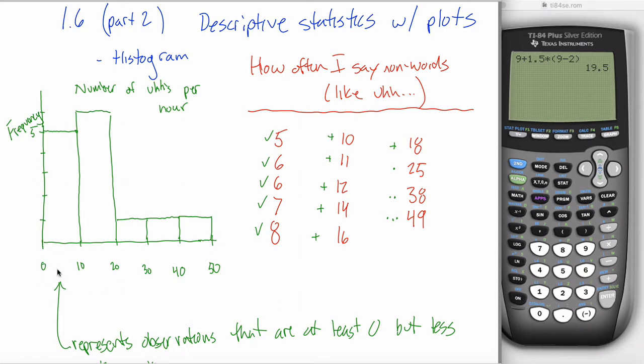And also, this 0 to 10 as my first bucket, that was kind of arbitrary. Maybe after I made this, I decided that was a bad idea. And my first bucket should have gone from 2 to 7, maybe. And then the next one from 7 to 12. And then 12 to 17, and so on.